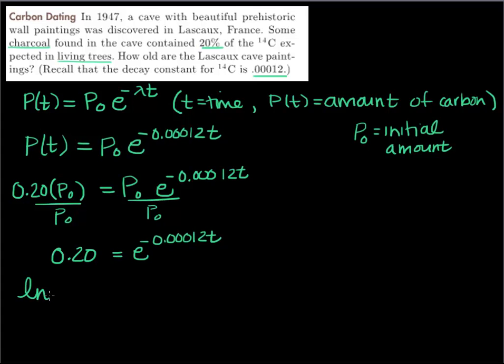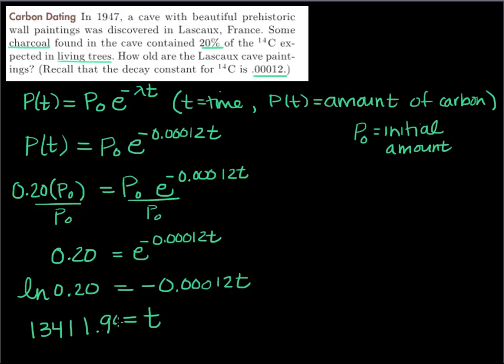Okay, now how would I solve this again? I'm going to take the natural log of both sides. So you're going to get really good at taking these natural logs. When I take the natural log of the right-hand side, it cancels with the e. That's the whole reason I did it. And now I'm just going to divide by negative 0.00012. So I have the natural log of 0.2. I should turn my calculator on. Natural log of 0.2, close your parenthesis, divided by negative 0.00012. And what do we get here? I get that t equals 13,411.98.